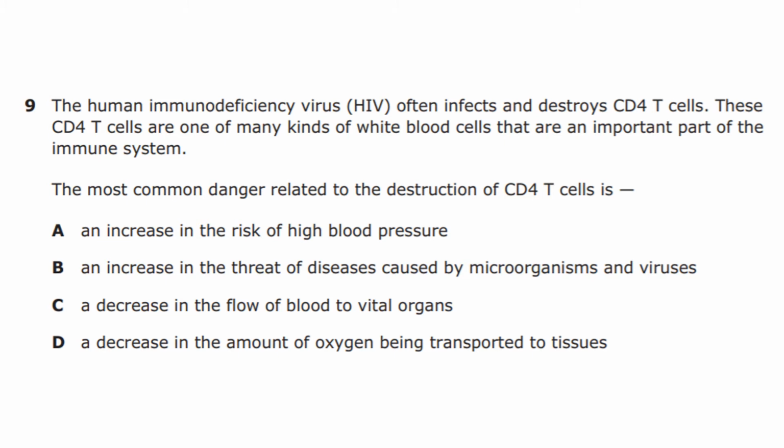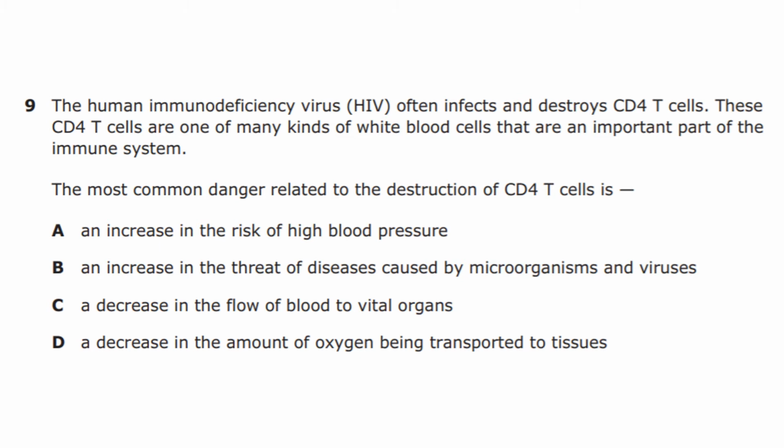So if we destroy part of the immune system, that means we're not going to be as protected as we were before. So A says something about blood pressure. Blood pressure isn't part of the immune system. B says an increase in the threat of diseases caused by microorganisms and viruses, and that is the correct answer. Both C and D talk about blood flow and oxygen flow to tissues. That doesn't have anything to do with HIV either. It doesn't affect the circulatory system.